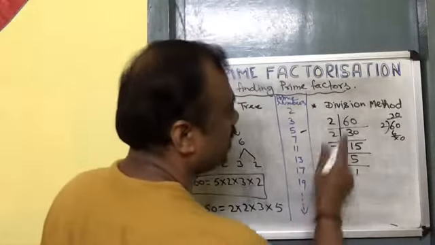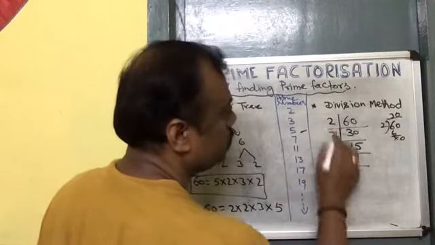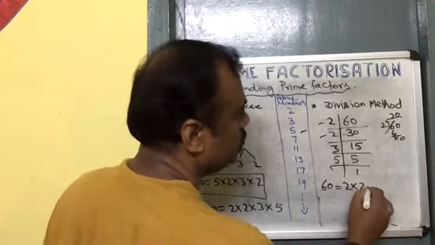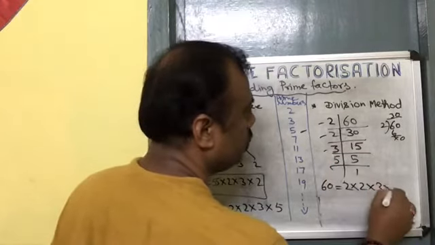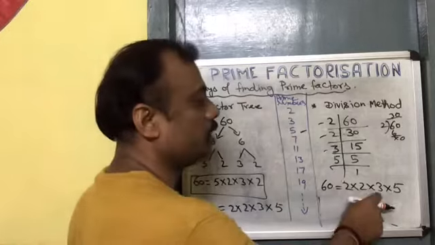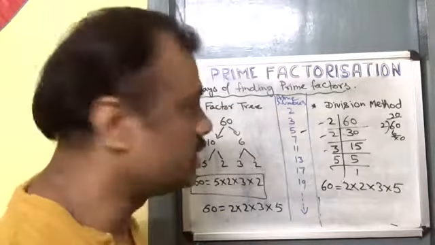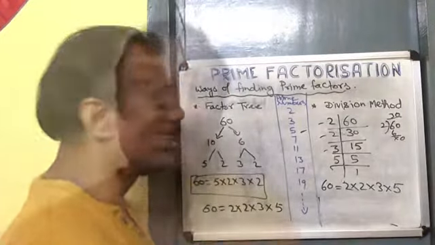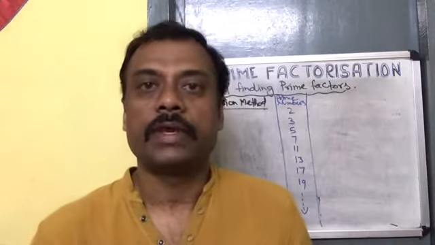Now I can write 60 equals 2 into 2 into 3 into 5. Now you verify it. 2 4s are 8, 3 8s are 24... 2 into 2 is 4, 4 3s are 12, 12 5s are 60. Both prime factors are the same. Okay, let us verify this method with some other example.